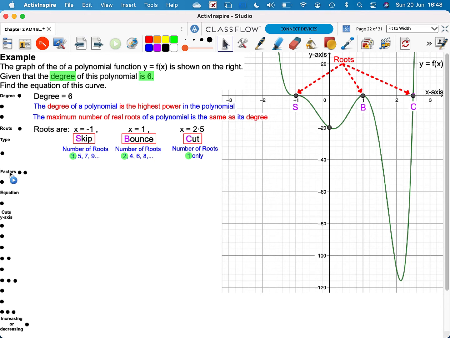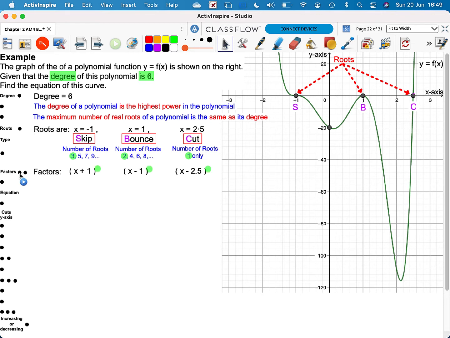Now, if we know that the root is x equals -1, then we know the factor is x plus 1. If we know the root is x equals 1, then we know the factor is x minus 1. And if we know the root is x equals 2.5, we know the factor is x minus 2.5. And we've seen that earlier on in the course.